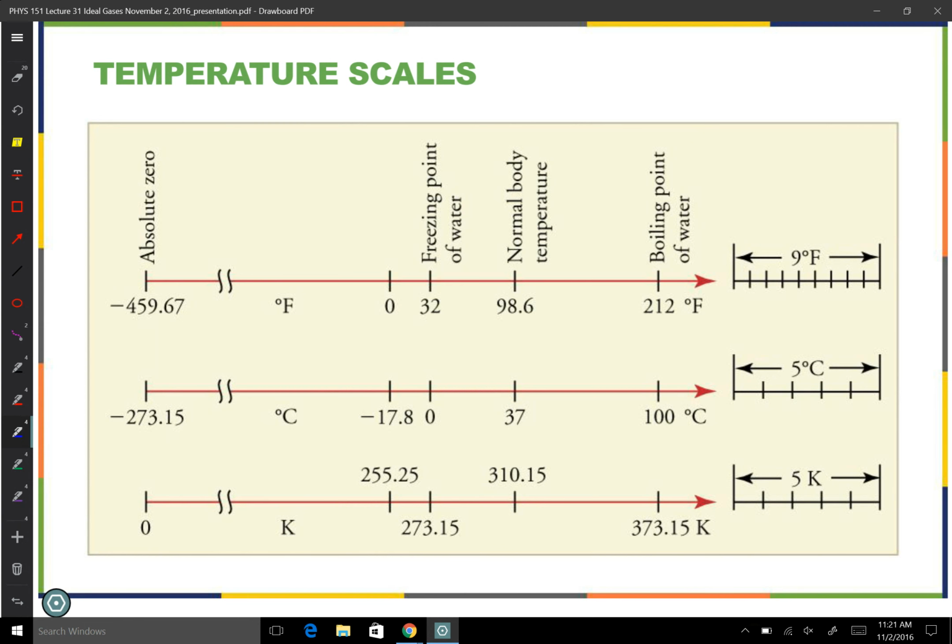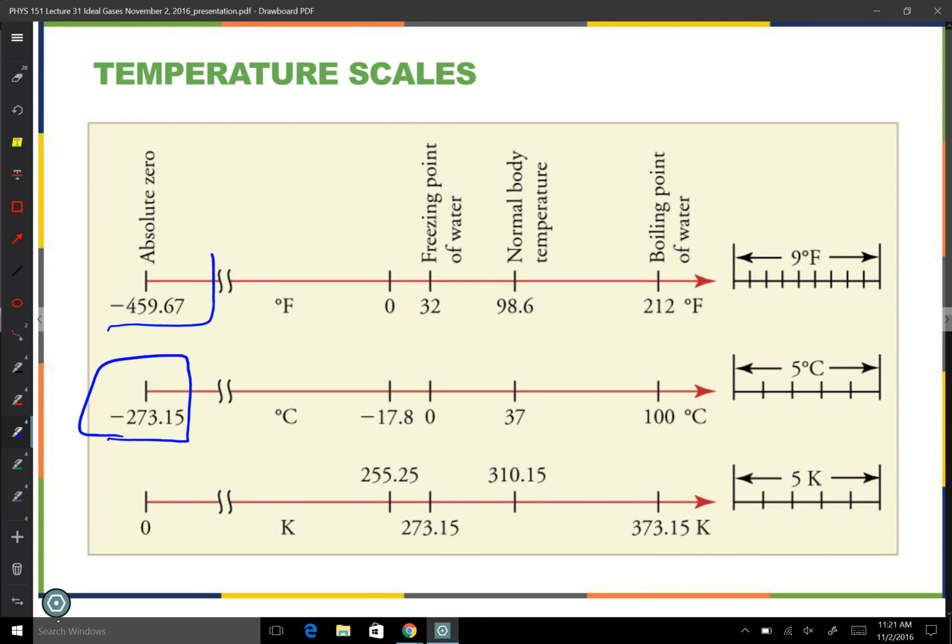Absolute zero. I'll talk about why absolute zero occurs in just a few slides, but there is an absolute zero, a minimum temperature possible. And in the Celsius scale, absolute zero is minus 273.15 Celsius. On the Fahrenheit scale, just using that conversion equation, that comes out to be minus 459.67 degrees Fahrenheit. So either one of those is absolute zero.